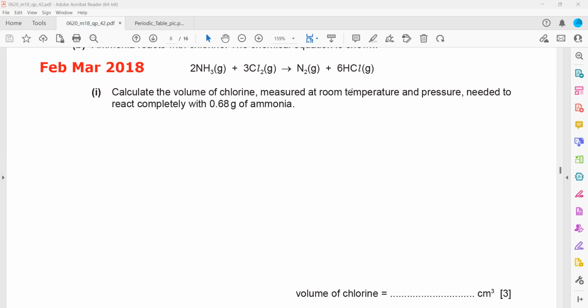Calculate the volume of chlorine measured at room temperature and pressure needed to react completely with 0.68 gram of ammonia. So what we need is the volume of chlorine, and we have the mass of ammonia. First, it's easy to convert into moles, and from moles we get the volume. So we have the mass of ammonia, and we'll find the moles of ammonia. The pattern remains the same: first we'll use a formula, then a ratio, and then a formula. So first we use a formula to find the moles of ammonia.